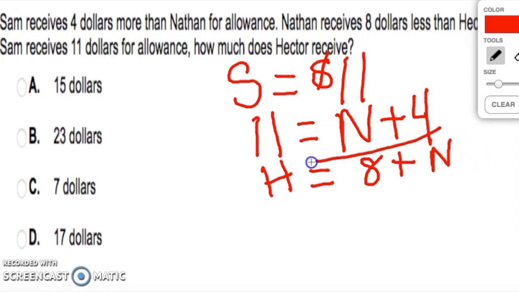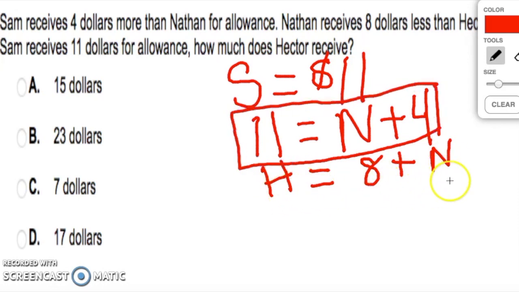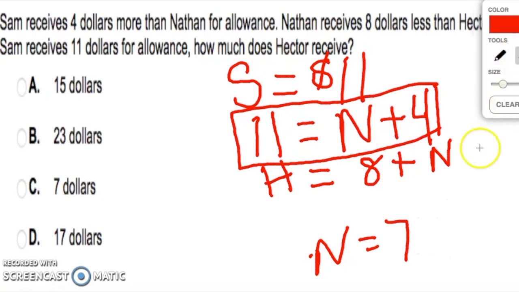Well, first of all, this right here only has one variable in it. This one has two, the h and the n. If I think in my head 11 equals n plus 4, well, I can use inverse operations here, subtract the 4 on both sides, and I end up with n, I'll write it right down here for you, n equals 7, okay?